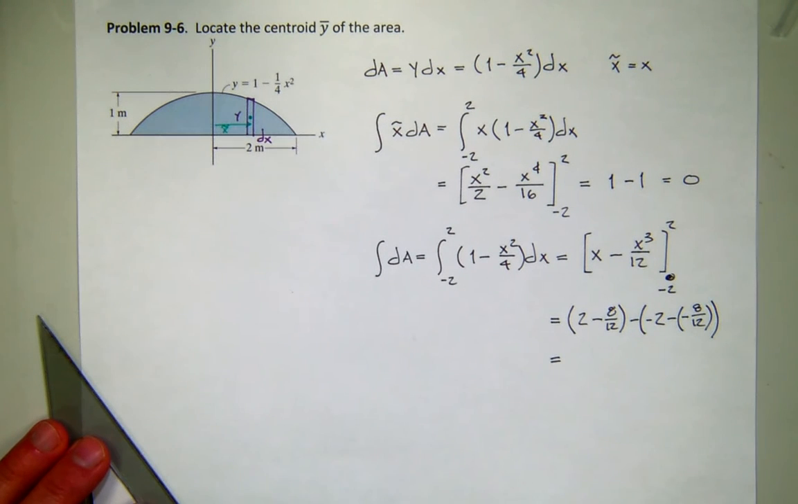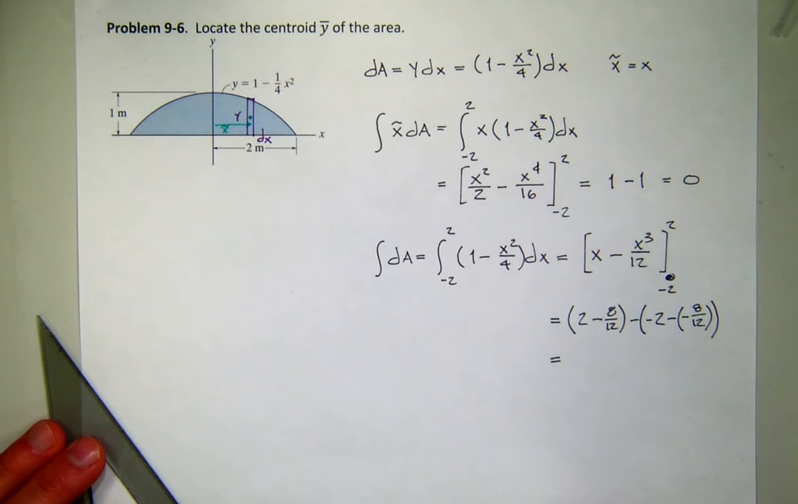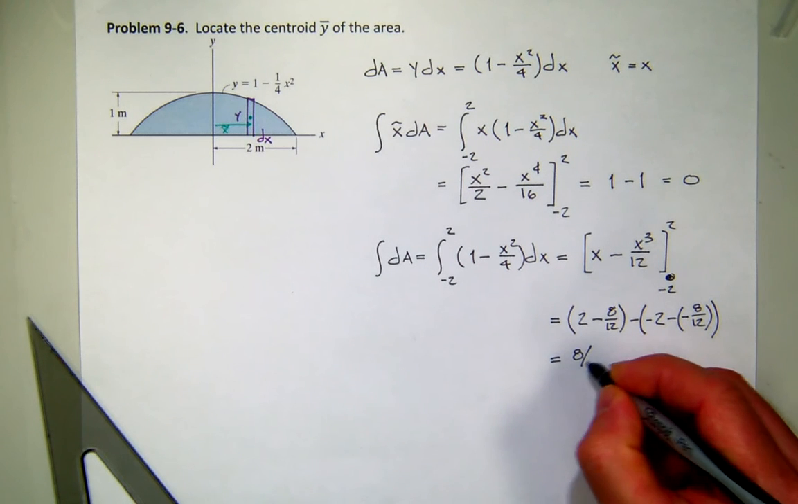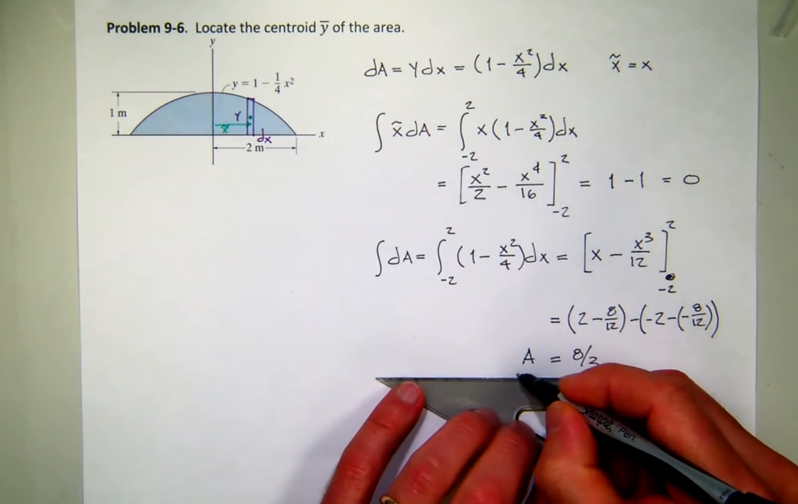What'd you get? 8 over 3. 8 over 3? That seems reasonable. You guys get that? Yep, 8 over 3. I got the same thing. So that's the area. Good, we got a positive number.